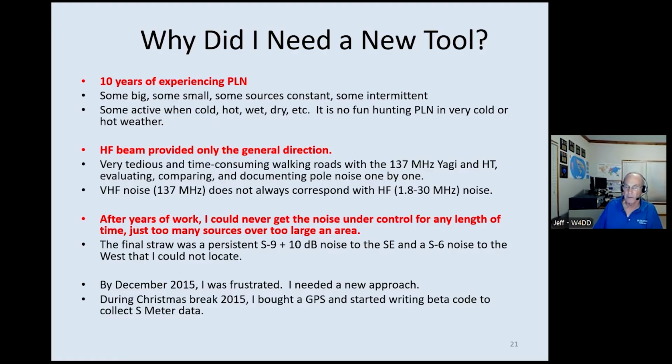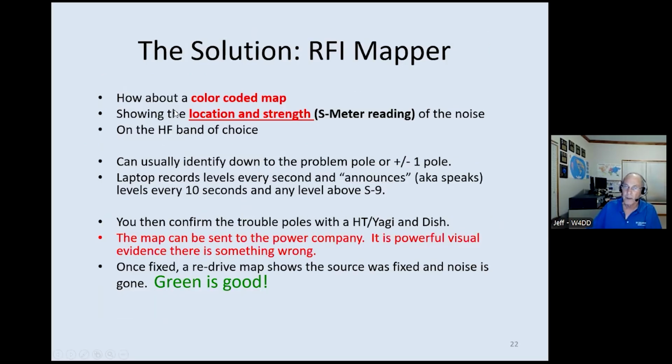So after years, maybe 5 years of never really getting the noise under control, I just had too many things that were happening, and this was a relatively rural area when I moved into it. And the final straw was I had a S9+10 to the southeast and an S6 to the west that I could not locate. And this is back in 2015. I just got frustrated. Said I need to try something else because this isn't working for me. So my solution was a map, color-coded map, that showed both location and magnitude of the problem.